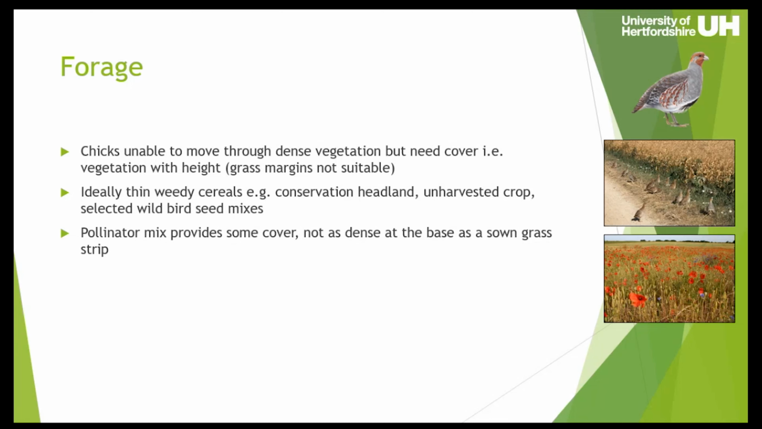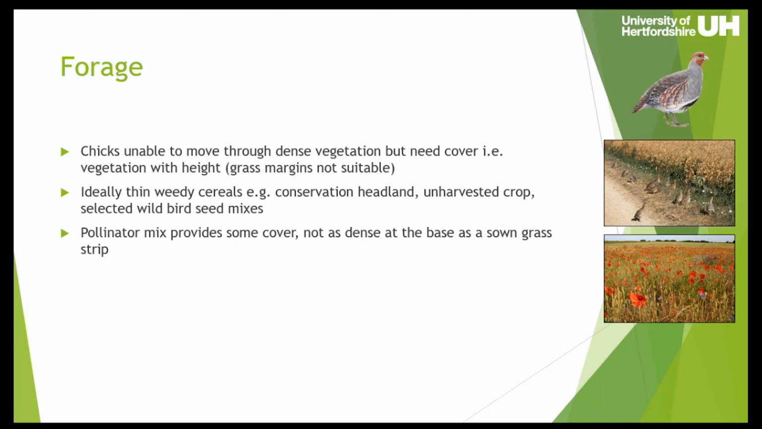And these need to be where it forages, something like weedy cereals, something where, for example, there's what we call a conservation headland or a low input cereal where there's, say, no fertilizers or there's a reduced seed rate, no herbicides, so there's plenty of seeds and insects available. Or it can be, for example, unharvested crop. But what that does is it provides tall cover to prevent detection from predators, but it's low density at the base. So that means that the chick itself can move freely through it without the barriers there.